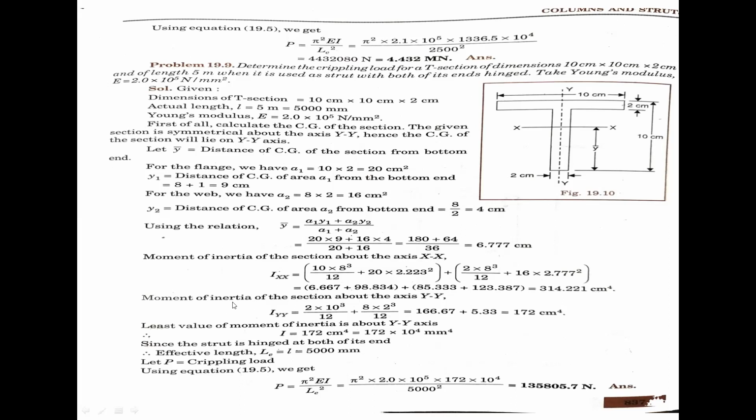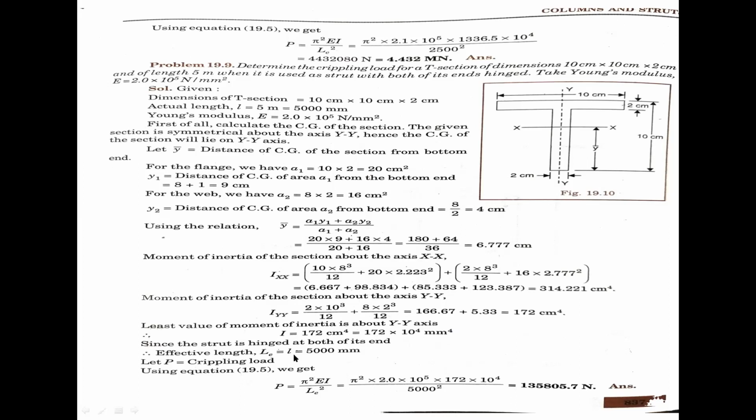Next, the moment of inertia of the section about the y axis. I take Iyy equals DB cube by 12 plus DB cube by 12 plus BD cube by 12. Adding, finally we get 172 centimeter to the power 4 for Iyy. The least value of moment of inertia is about the y axis, 172 centimeter to the power 4. Now we convert centimeter to the power 4 into millimeter to the power 4: 172 into 10 to the power of 4.